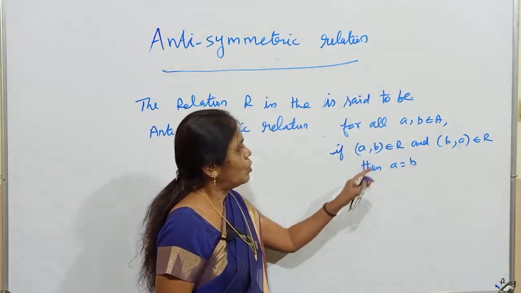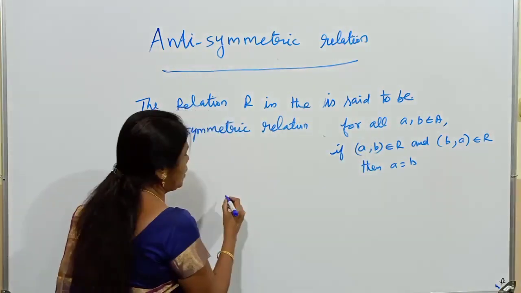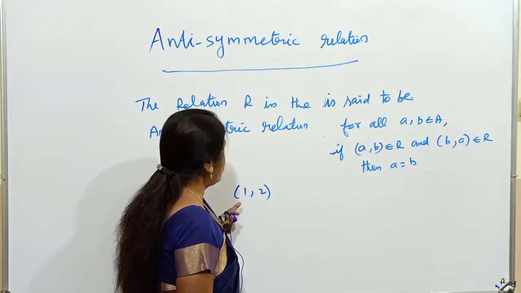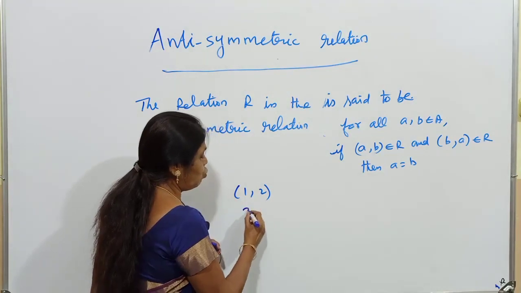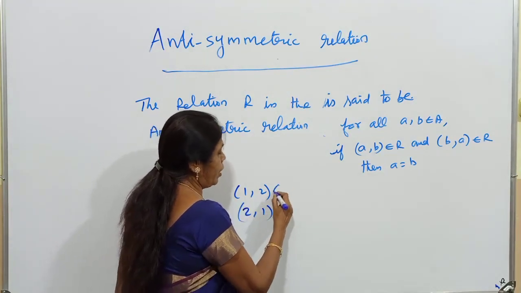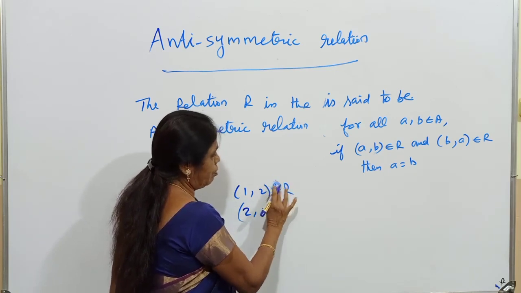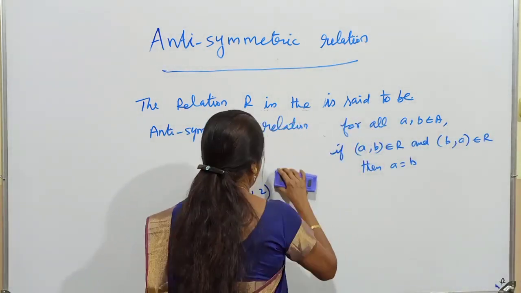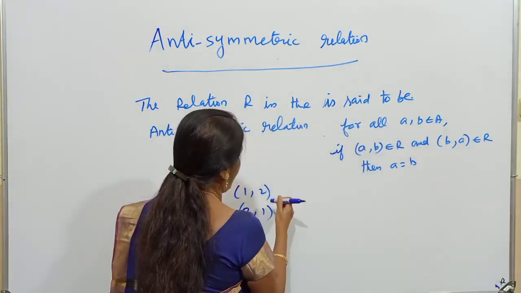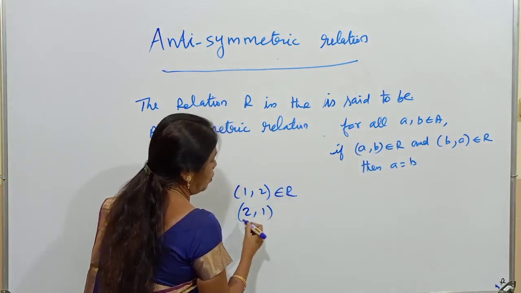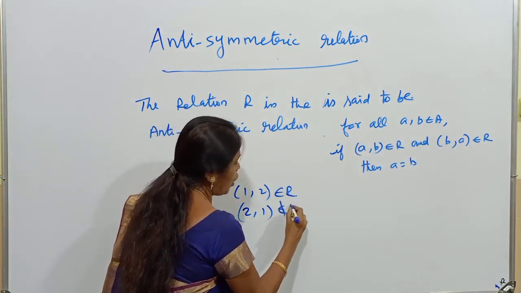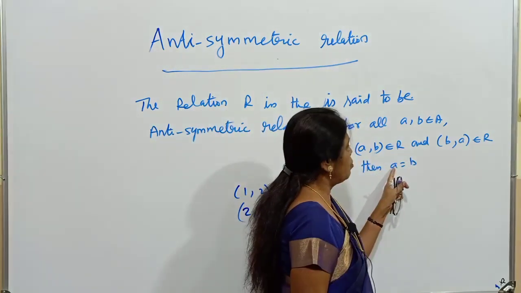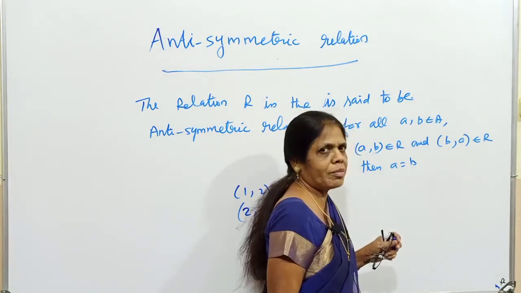Okay, so what is the meaning of this? Suppose in the relation you have (1, 2), it is against symmetric. If you have (1, 2) in the relation, you should not have (2, 1). In the sense, suppose (1, 2) belongs to R, then (2, 1) should not belong to R. So, if these two are there, then both will be equal. Both the elements are equal.